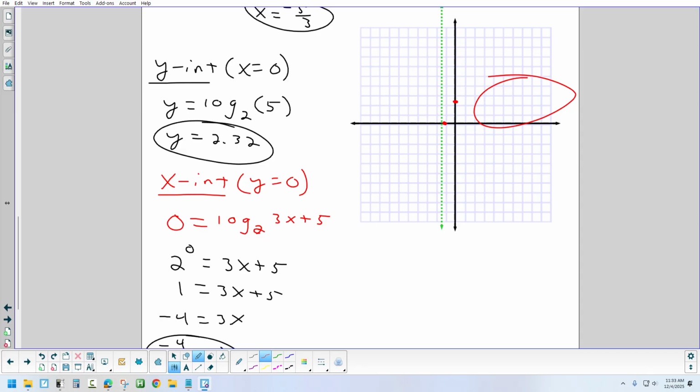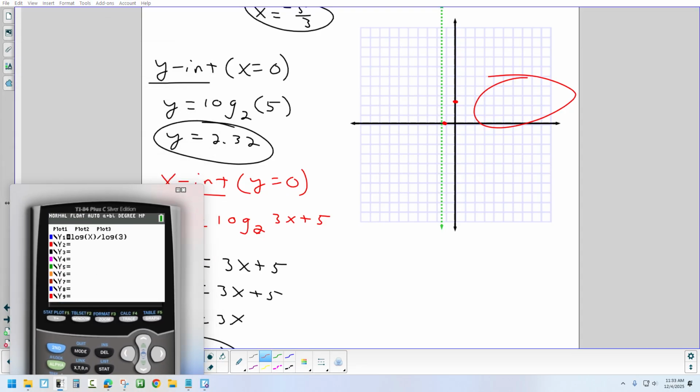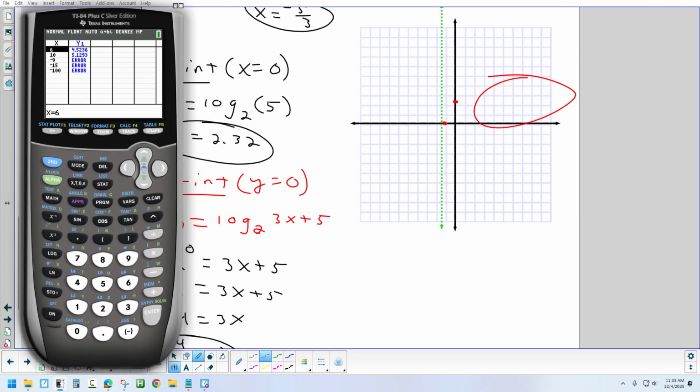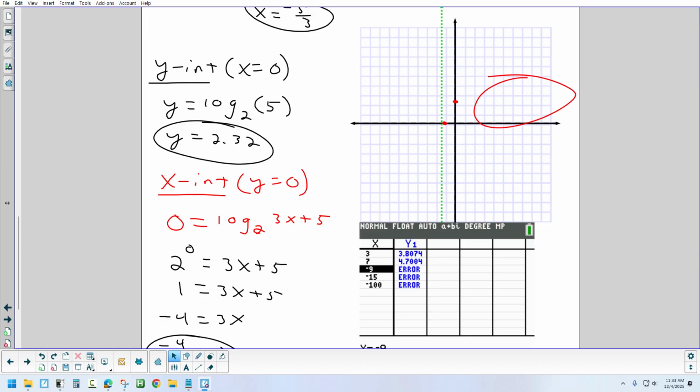3 and 7? Sure, yeah, we could do 3 and 7. We got to make sure we have our problem in there. I'm going to put it in there the way River just said, though, with the change of base formula. So log of 3x plus 5 divided by log 2. Okay, so you said 3 and 7. All right, so ignore the negatives. Those are from a different problem. We can't use them anyway.